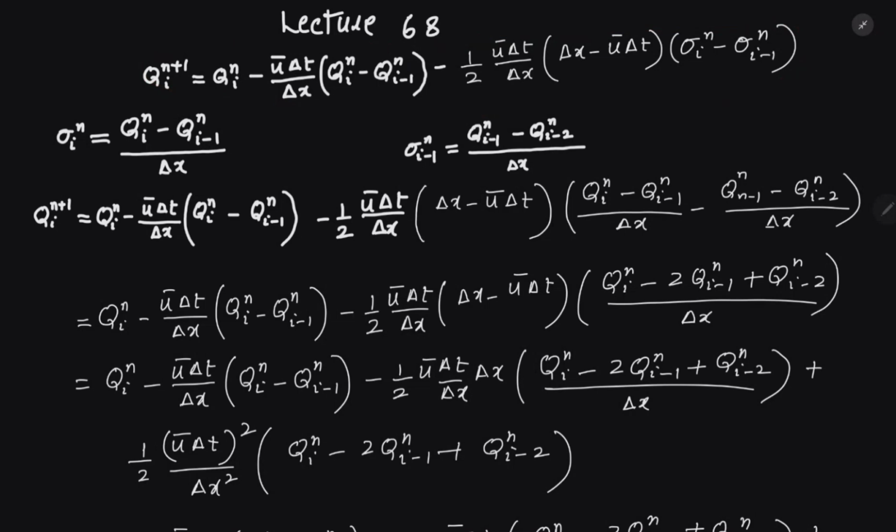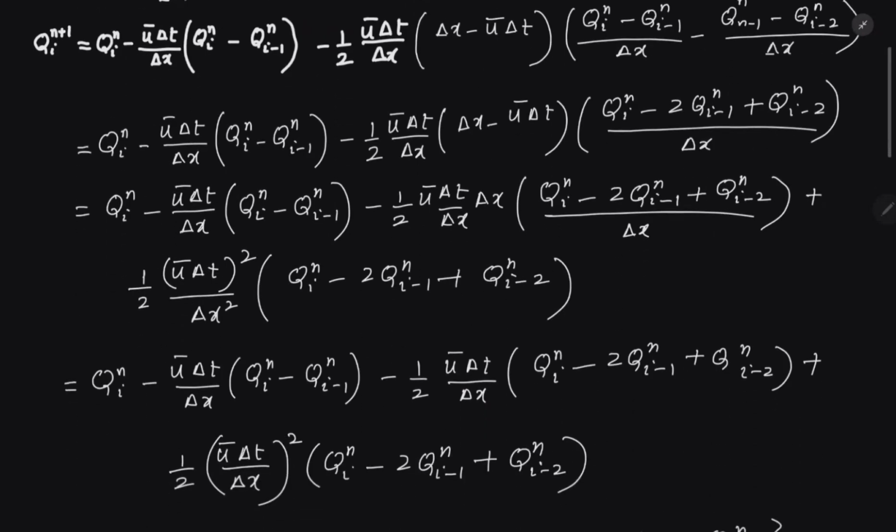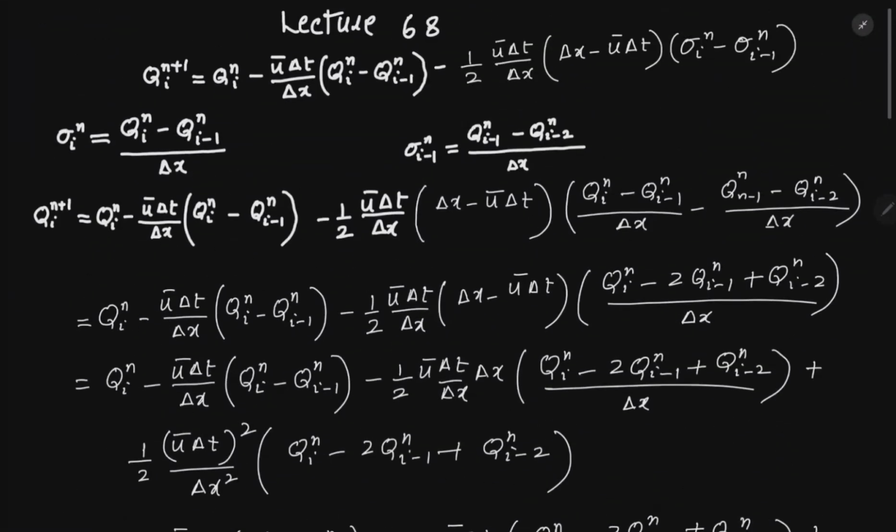When we put the value of the slope over here, and this is the slope, when we put that value over here, with sigma n_i being the slope at cell i and sigma n_{i-1} the slope at cell i minus 1, then we get the Beam-Warming method. Let me just solve that for you. I already solved it for you, but I just need to explain that.